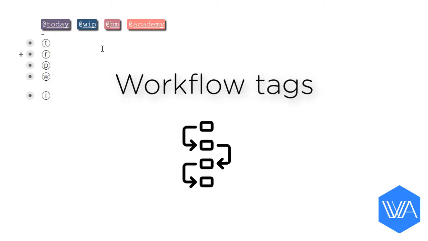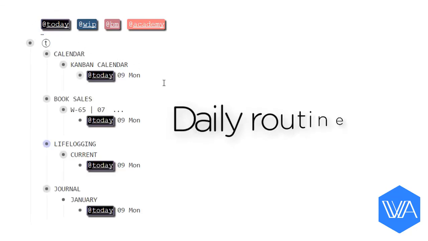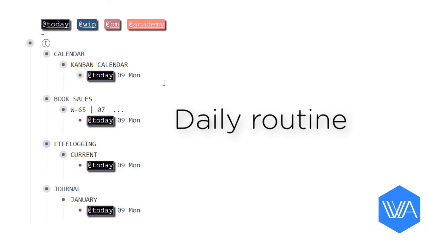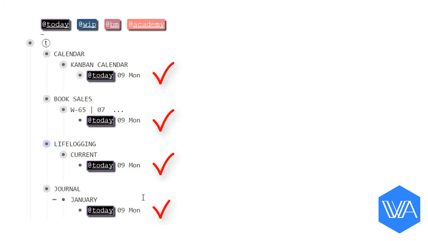To wrap this up, I'm going to give you a quick glimpse of a couple of my workflow tags. There's my today tag, which takes me to a small handful of lists I like to update daily. I've actually created a sort of today menu where I can cherry pick which lists to zoom into. I've got my Kanban calendar, my book sales outline, life logging, and my journal.